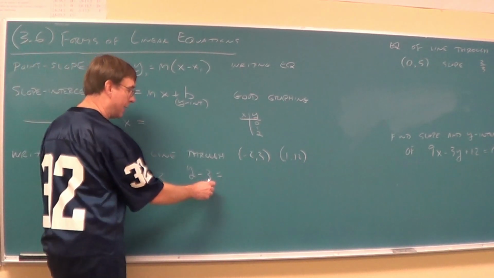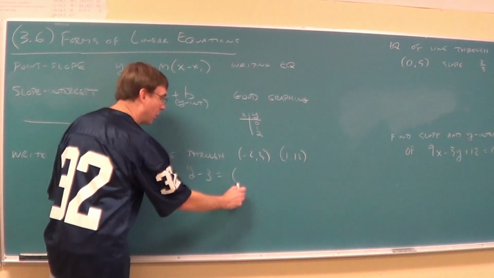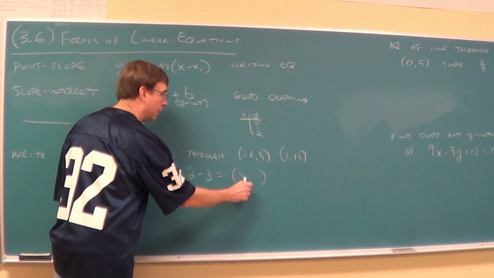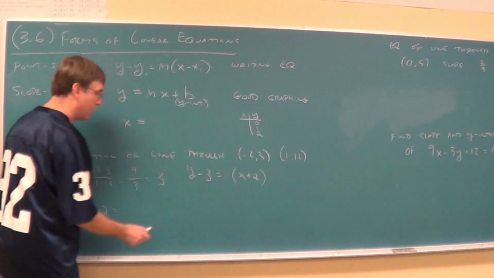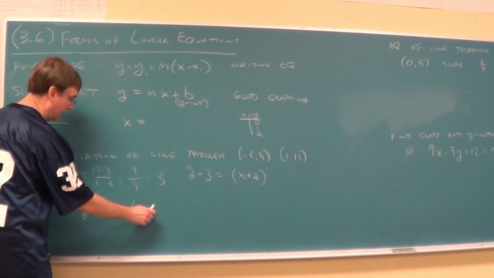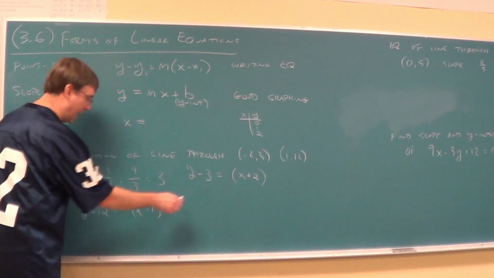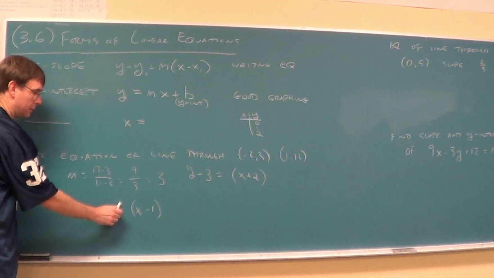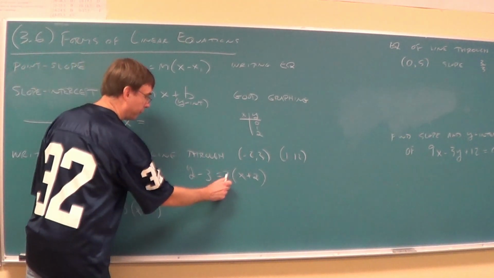If you go y minus 3, in the parentheses, you'd go x plus 2. If you went y minus 12, the parentheses would go x minus 1. And in either case, who are you going to jam in there? The 3 for the slope.